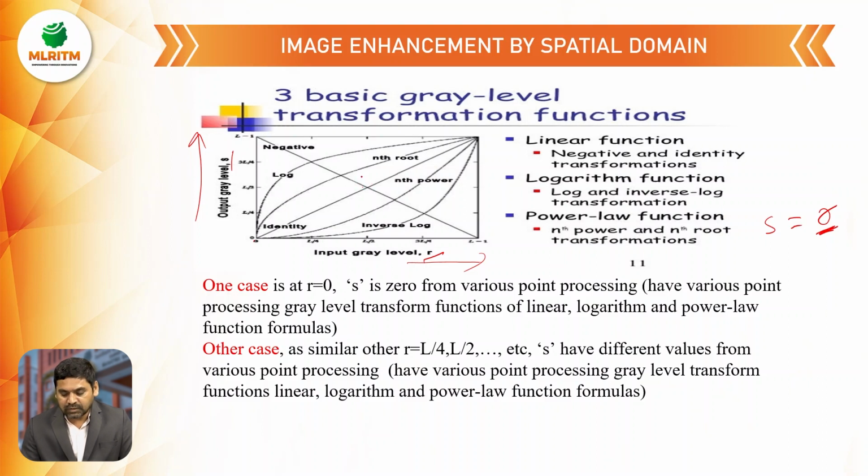Suppose we observe the negative linear function. For example, R equal to 0, S equals L minus 1, starting from L minus 1, linearly decreasing in the negative mode. So here R equals L by 4, and the S value is 3L by 4, meaning it falls down reversely.